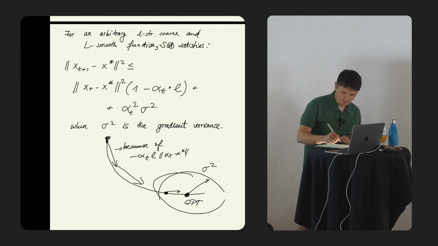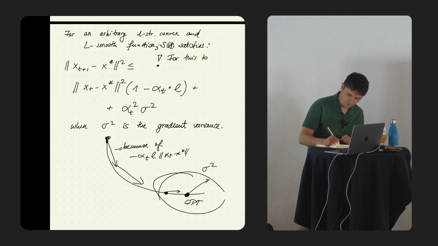Yeah, so I'll put this here because this is important. For this to hold, we need alpha_t to be greater or equal to 1 over L. Okay?